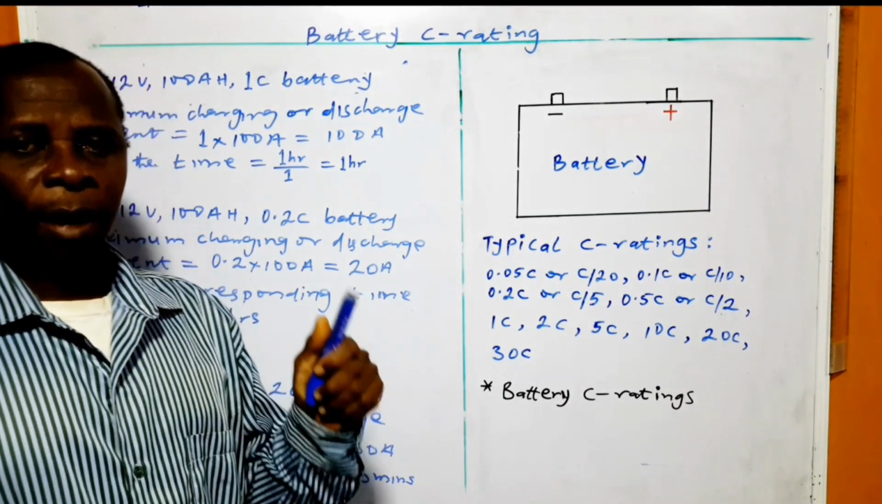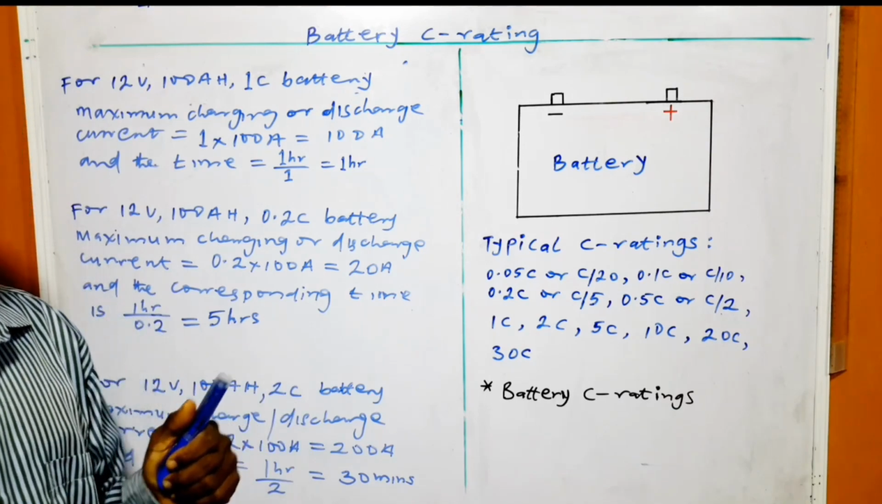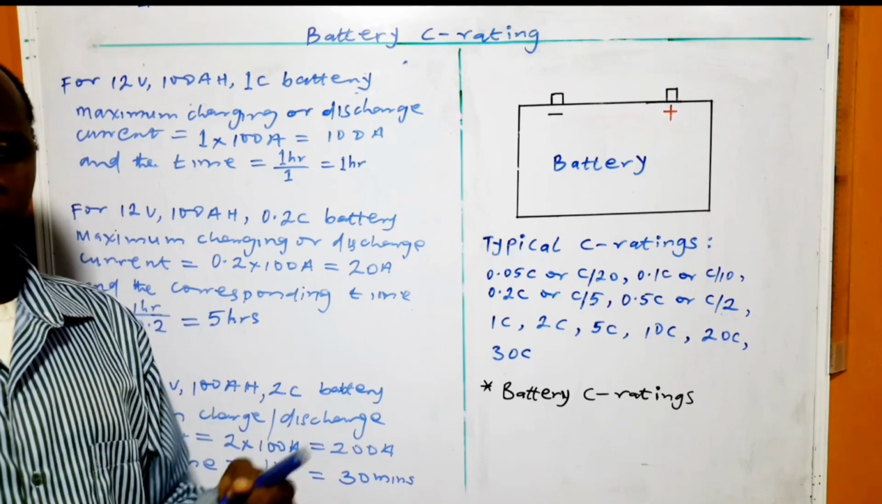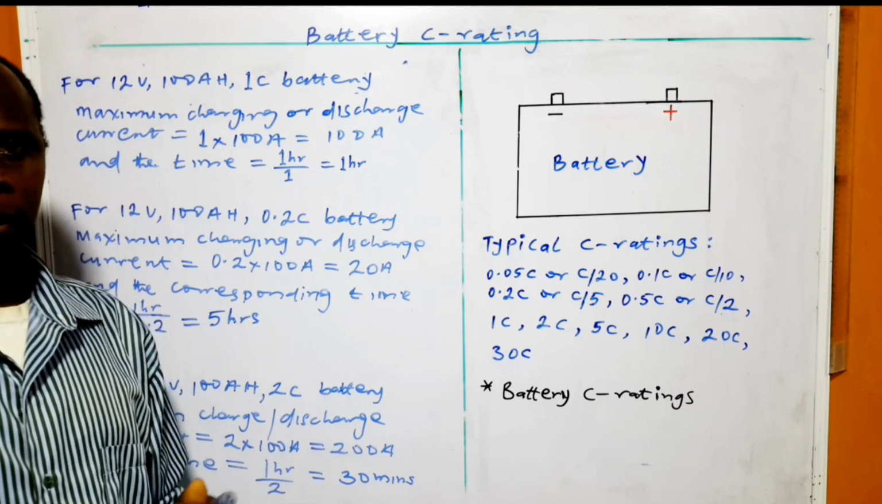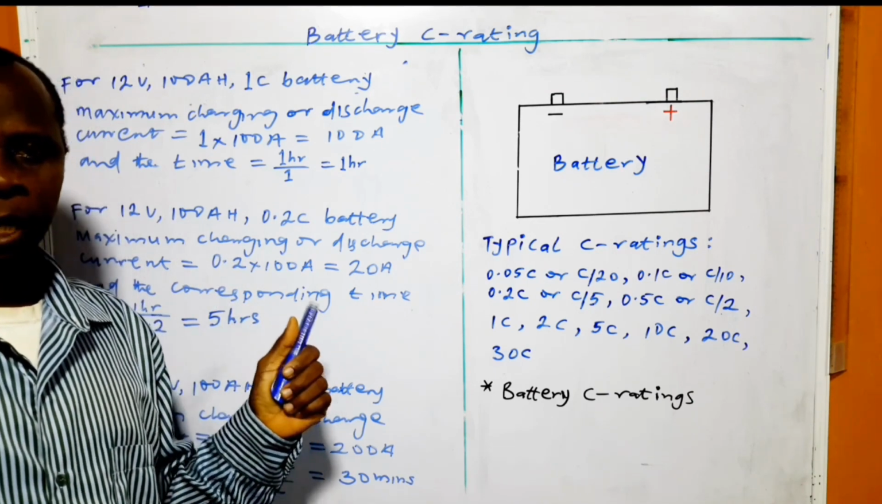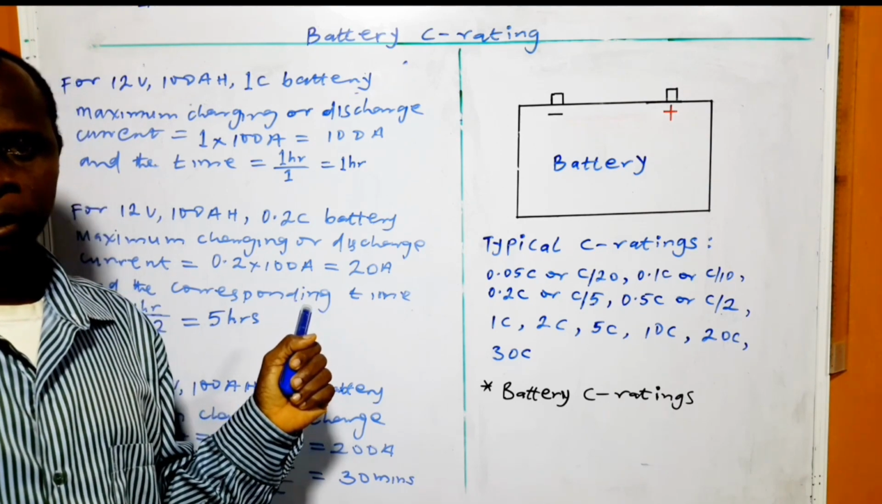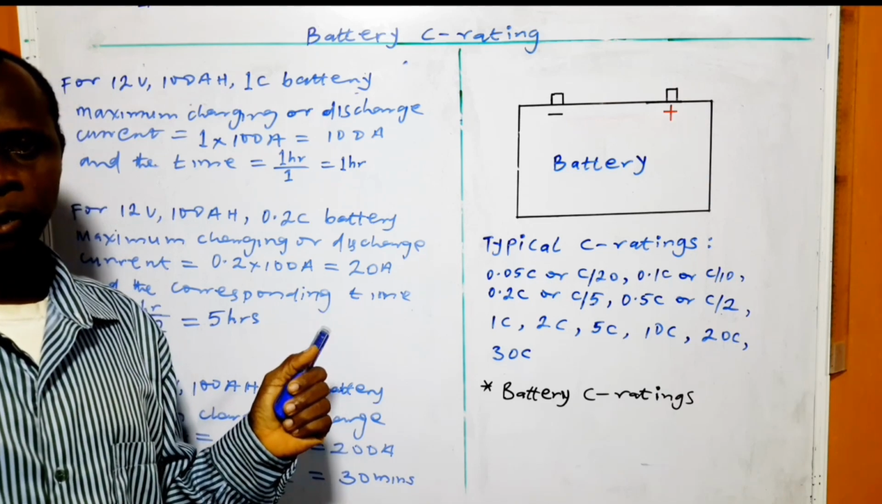When we talk about the maximum current at which a battery could be charged or discharged, we mean the highest current. But practically the discharge or charging current could be lower than the maximum current, and in that case the corresponding time will be longer.